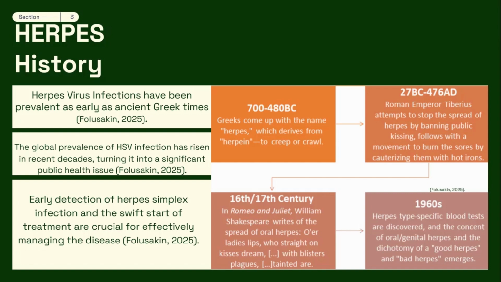There is evidence that shows in ancient times that the symptoms of herpes were recognized, but the understanding of the disease was limited. In the 16th century, William Shakespeare referenced herpes in his play Romeo and Juliet with his mentioning of blisters on ladies' lips, indicating an awareness of the disease even during that period. The identification of herpes as a viral infection did not occur until the 1940s, marking a significant advancement in medical understanding.